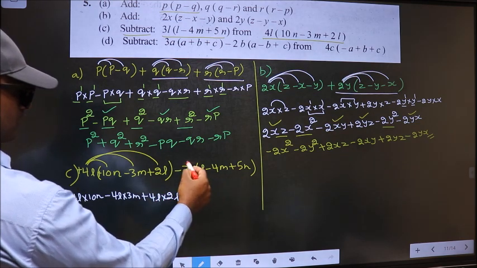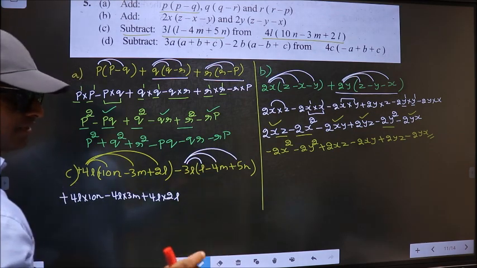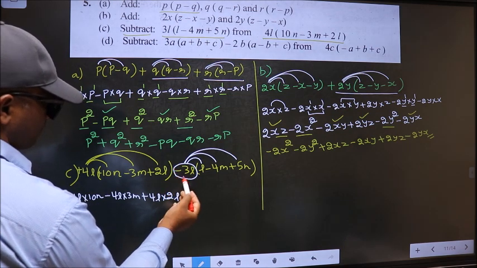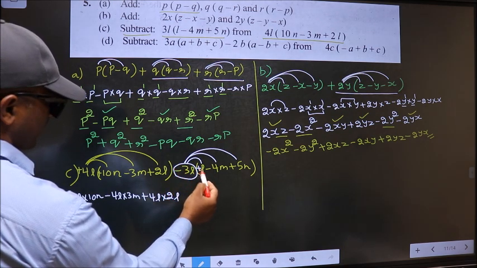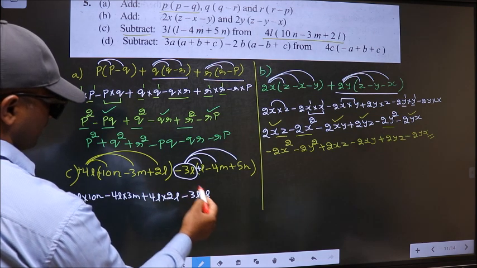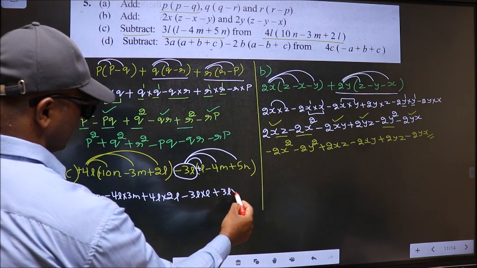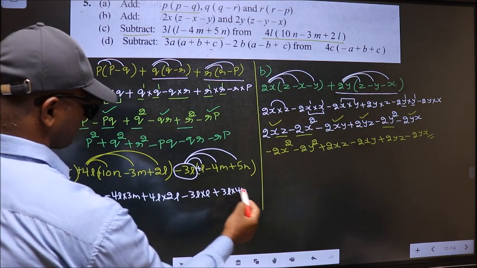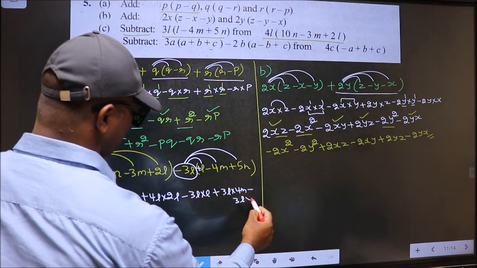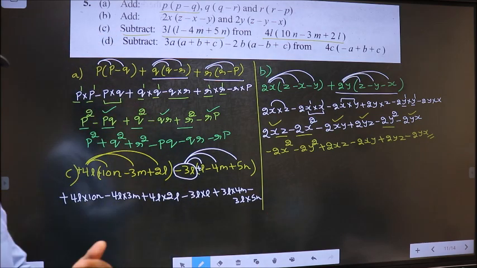Now here also we should open up the brackets in this way. But careful here, we have to multiply with minus 3L. What I mean is minus into plus, minus 3L into L. Now minus into minus, plus 3L into 4m. Minus into plus, minus 3L into 5n. Okay, next.